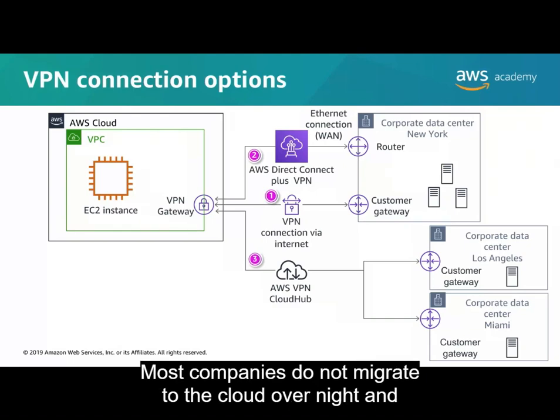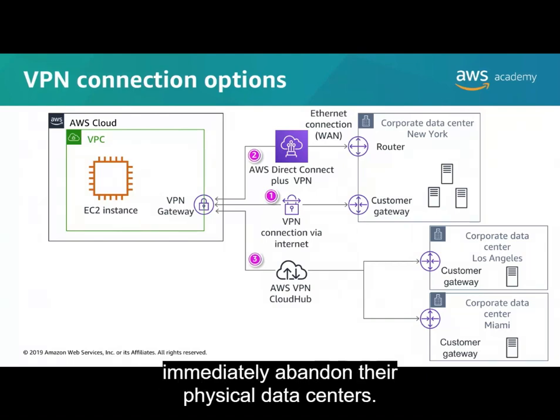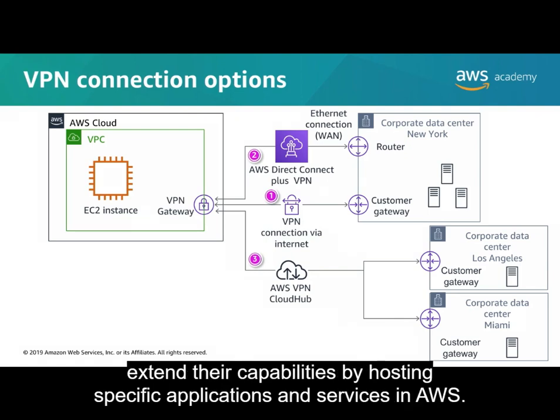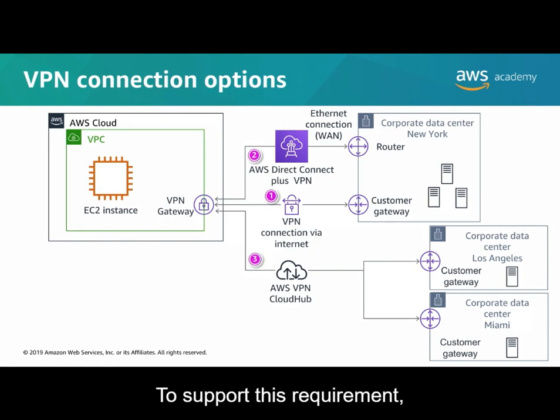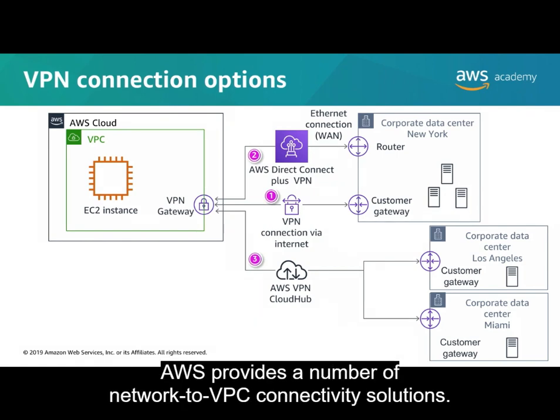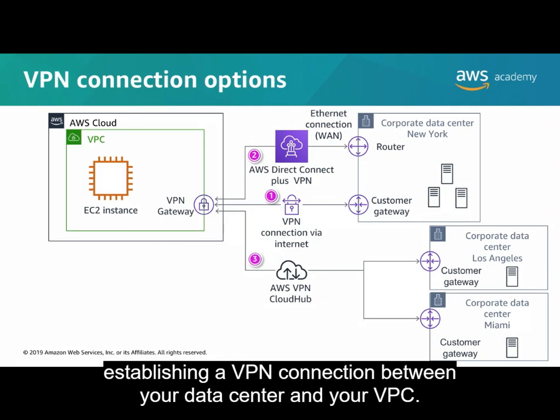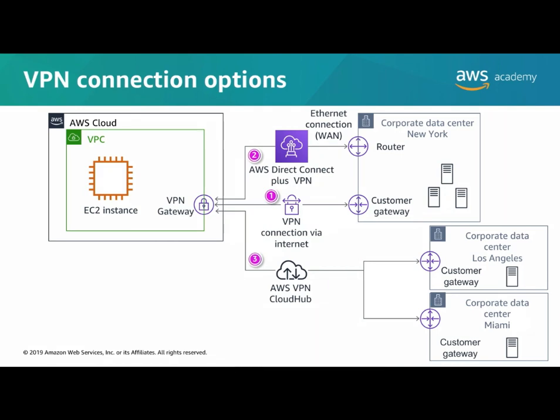Most companies do not migrate to the cloud overnight and immediately abandon their physical data centers. A company might still use their existing data center for some tasks, while they extend their capabilities by hosting specific applications and services in AWS. To support this requirement, AWS provides a number of network to VPC connectivity solutions. This diagram illustrates the main options for establishing a VPN connection between your data center and your VPC.